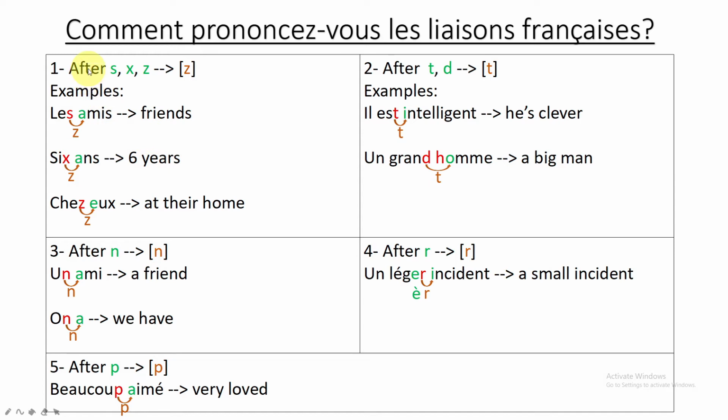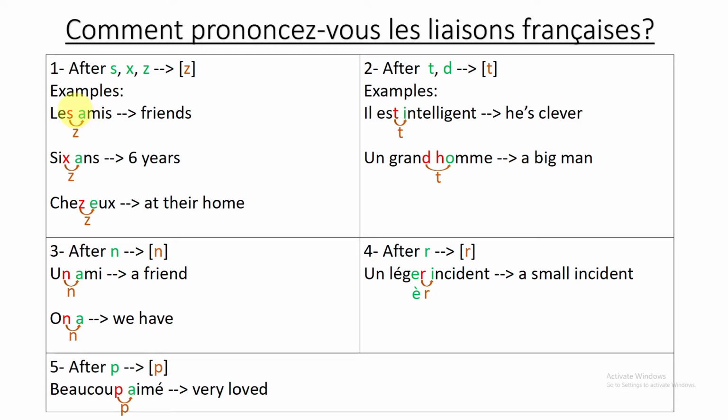So when the first word ends with S, X, or Z, it will create an abstract letter Z at the beginning of the second word. So let's see some examples. Here the first word ends with S, and the second one starts with a vowel. So here we have a liaison.